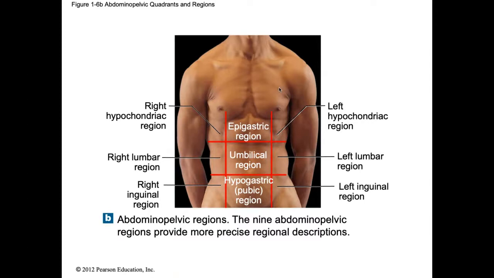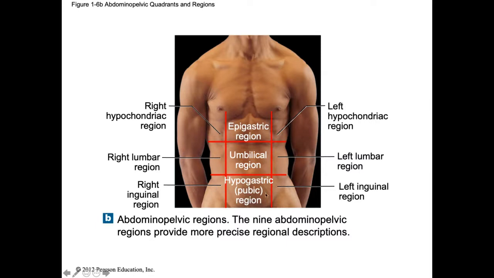Now, besides quadrants, we have regions. And it's important to know these regions because sometimes on the lab exam, you'll get these drag and drop questions. So I like to start naming them by the belly button first, which is the umbilical region. And then gastric means stomach, epi means above, hypo means below. So above the stomach is the epigastric region, and then below it is the hypogastric. So umbilical, epigastric, hypogastric, also known as the pubic region because it's close to that.